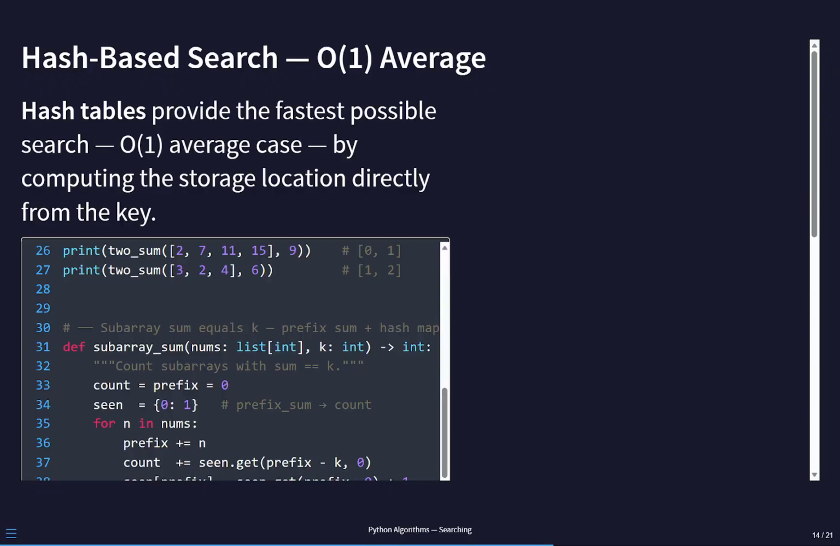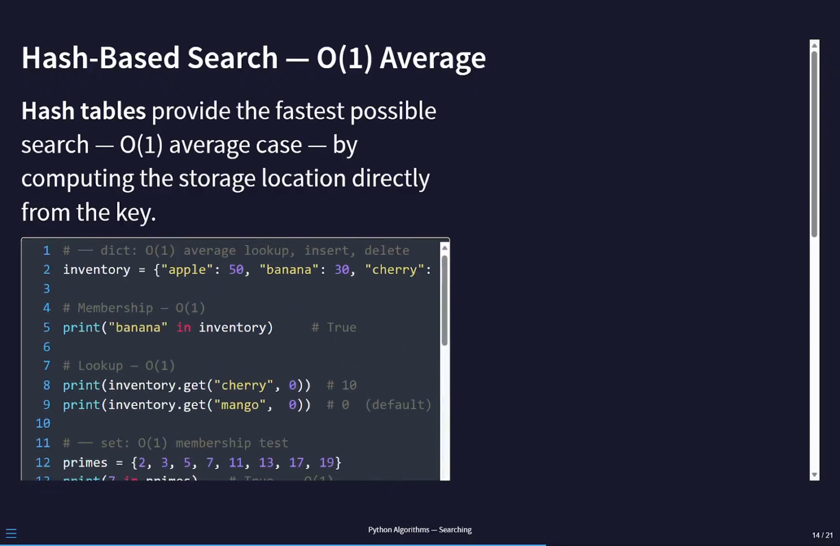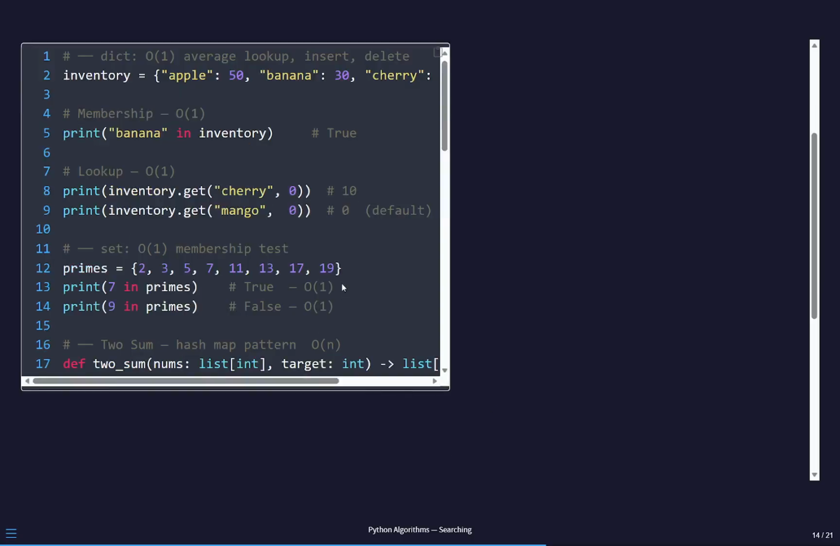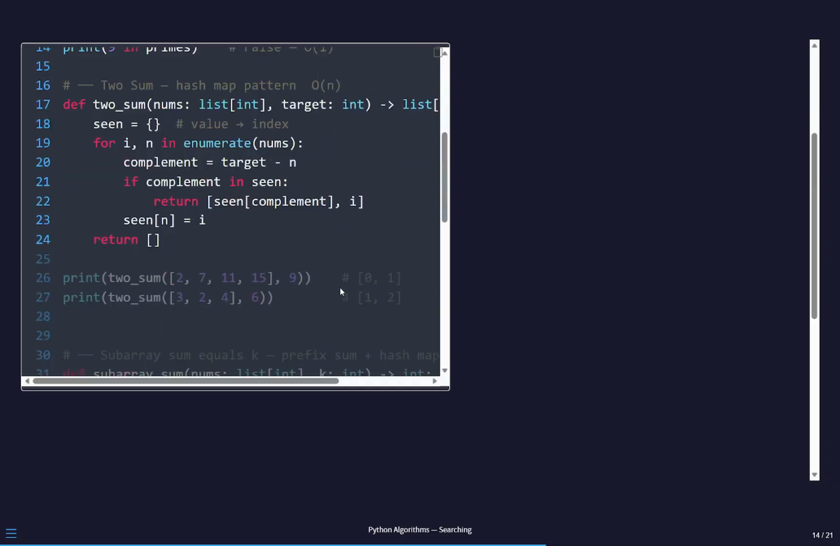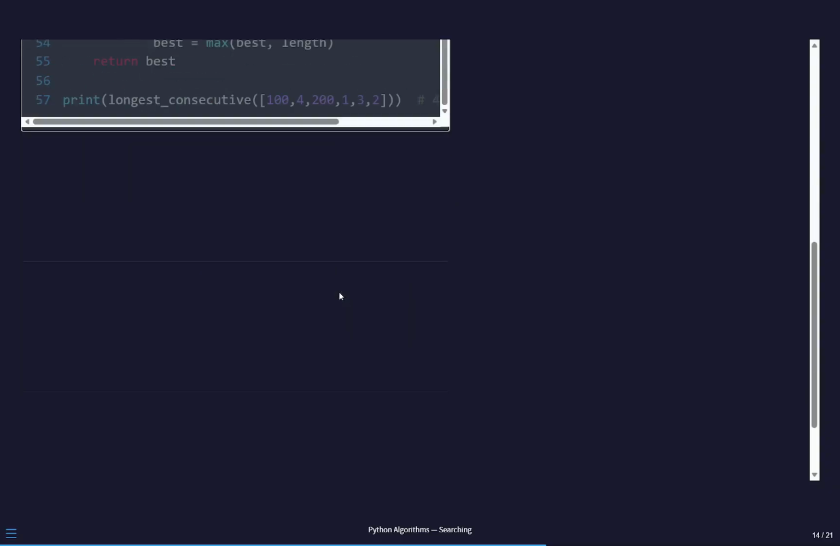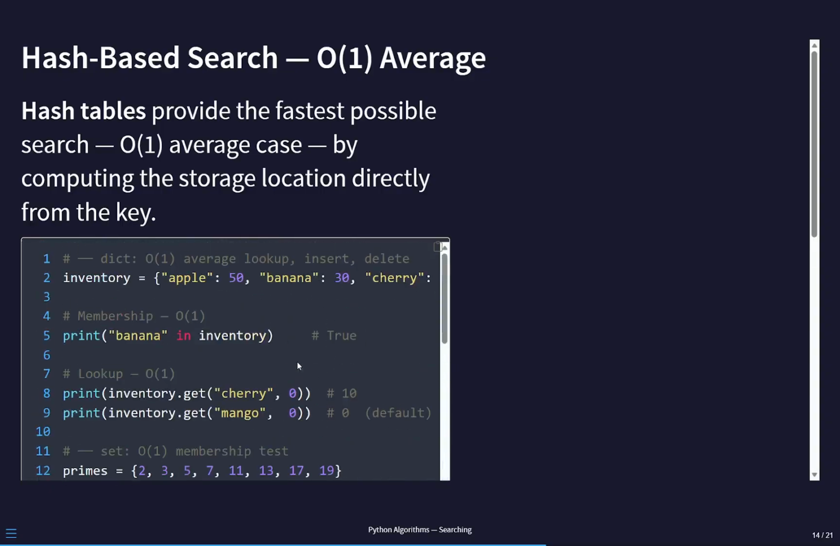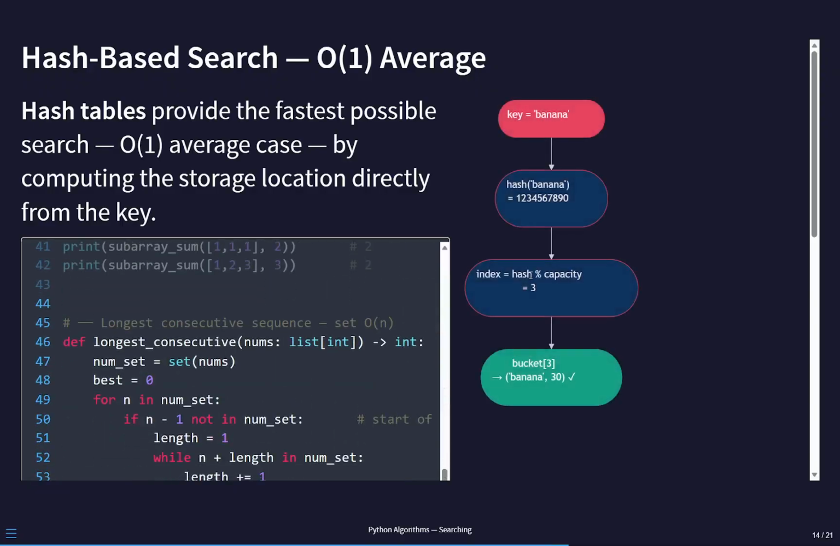A key is passed through a hash function that computes an integer. That integer is reduced to a valid array index with modulo. The value is stored at that bucket. Lookup follows the same path. Hash the key, modulo to get an index, check the bucket. No iteration needed. Click. Dict membership with "in" is O(1). dict.get with a default avoids KeyError. Set membership is O(1). These are the data structures to use for any "does this exist" problem with repeated queries.